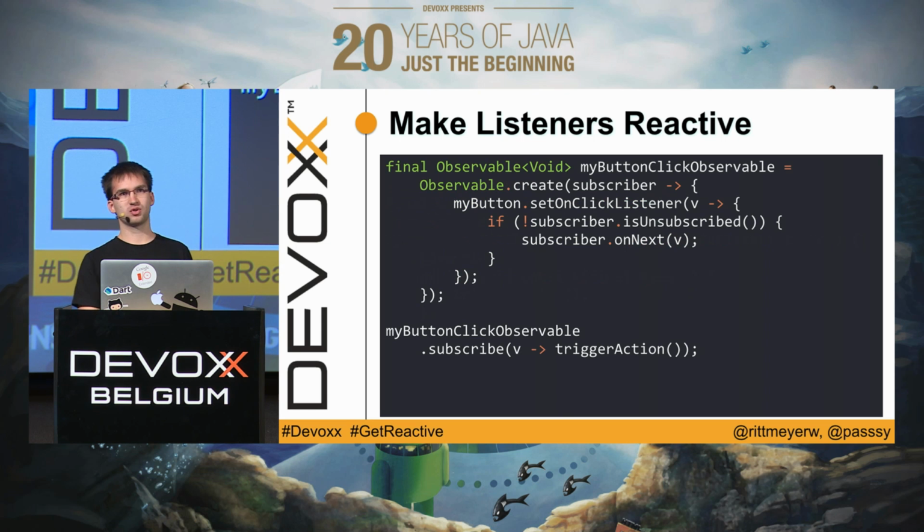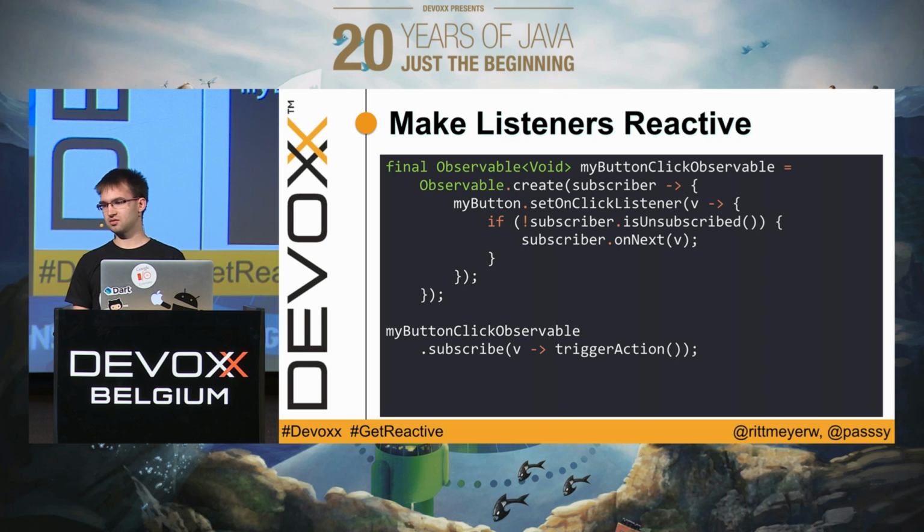And I'll show you the very first code you would write to get this. You create an observable. We saw this before. It gets a subscriber, and you need to call the onNext method on the subscriber every time the user taps on this button. So this is very simple.